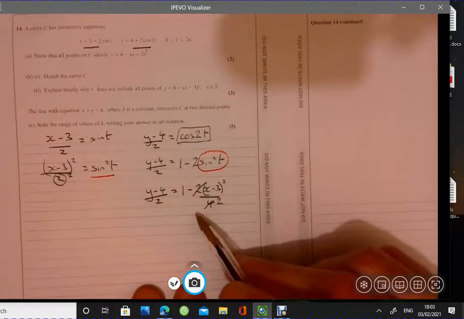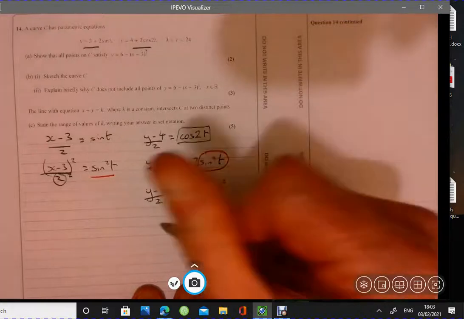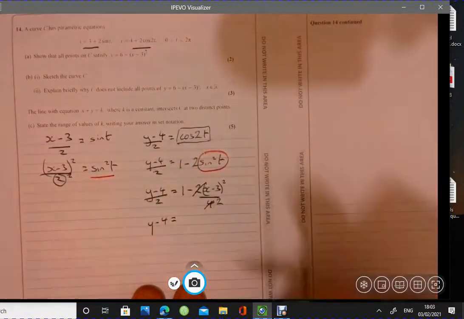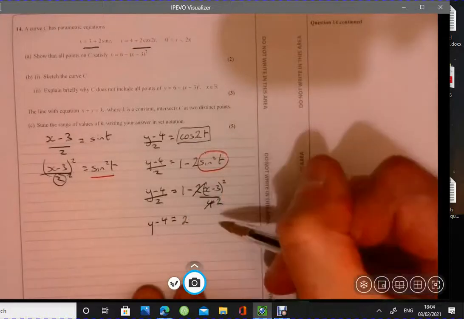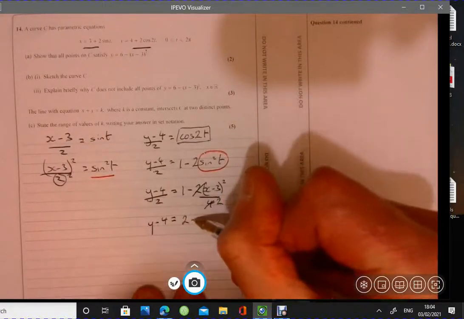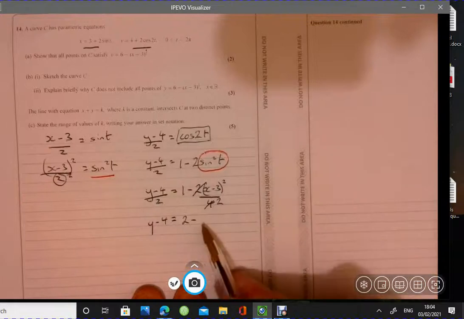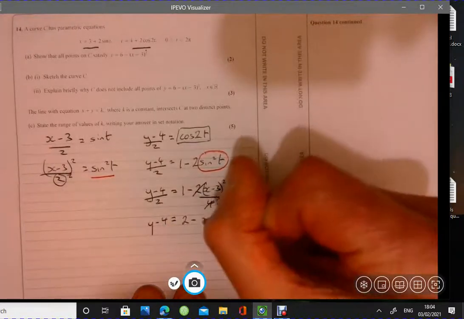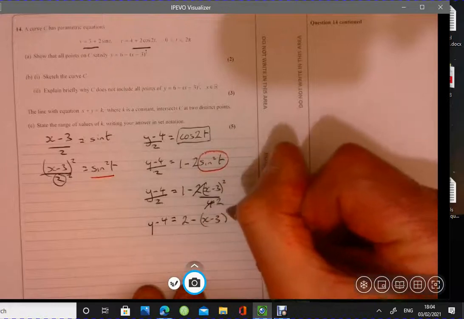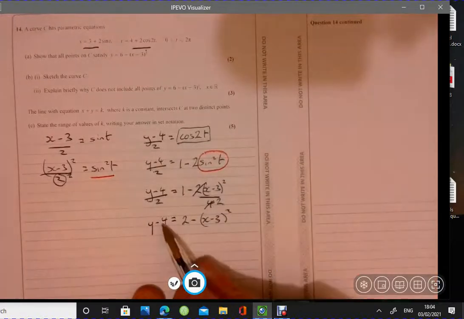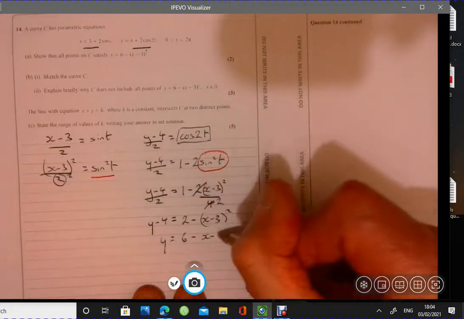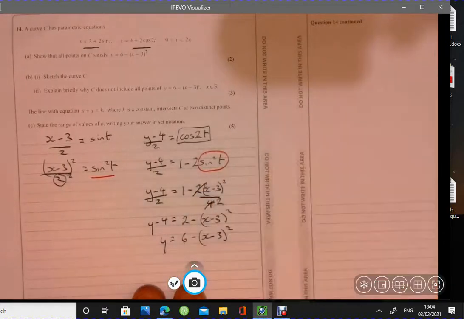And if we multiply both sides by this 2, we end up with y minus 4 equals 2 take away, and then we're multiplying this by 2, so we've got a 2 underneath, so that's just going to be x minus 3 squared. Add the 6 to both sides, and we've got what we were after. Right, fab, there you go. So it's a good start.